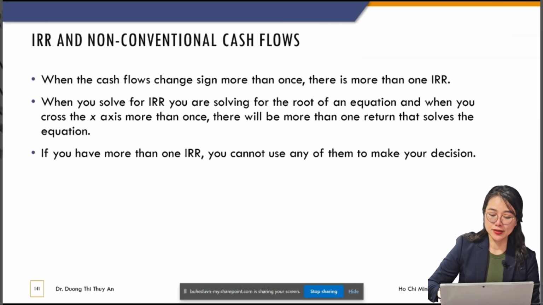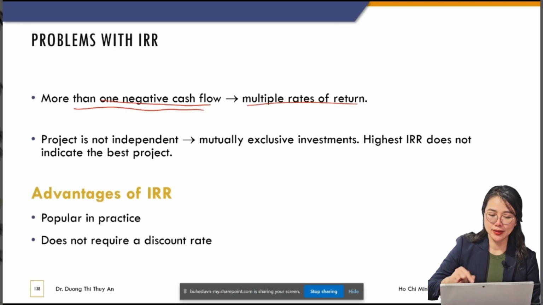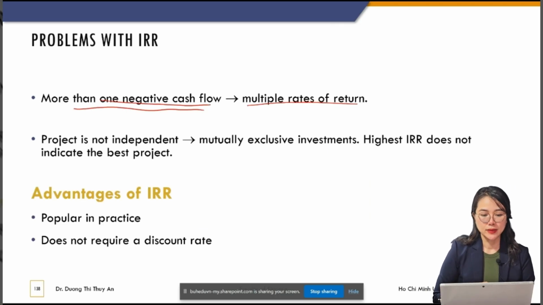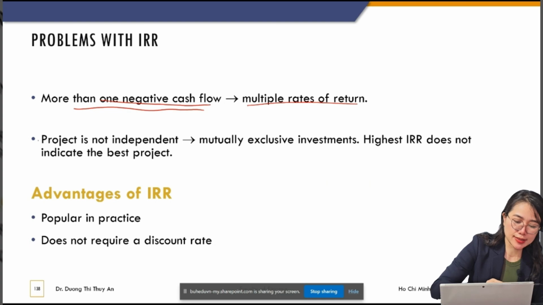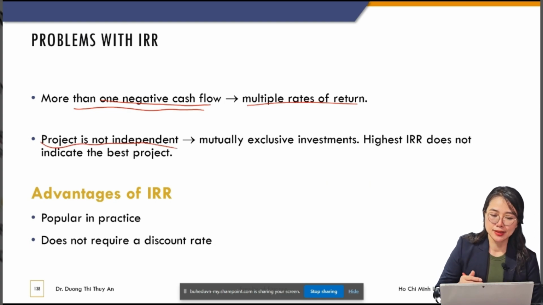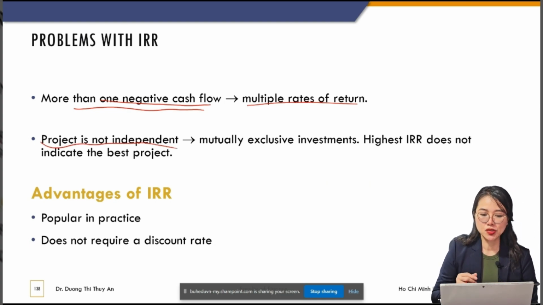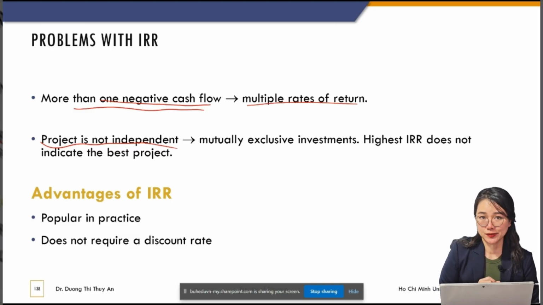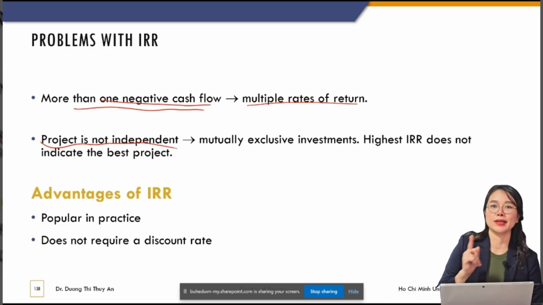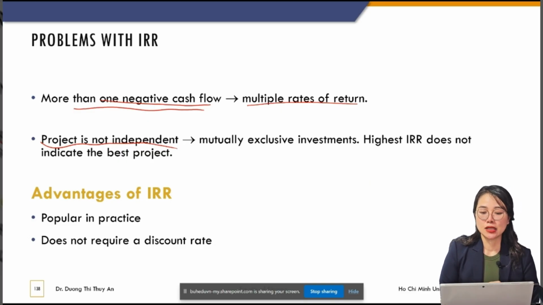NPV, so IRR can have multiple solutions, you see, there can be multiple IRRs that make NPV equal to 0. And then the second problem is if the projects are not independent but mutually exclusive investments. Dự án loại trừ lẫn nhau. Nếu lấy dự án A thì không lấy dự án B và ngược lại. So the project with the highest IRR does not indicate the best project.